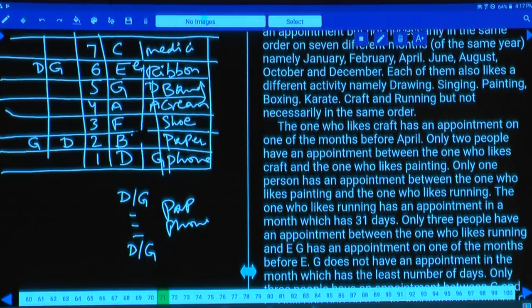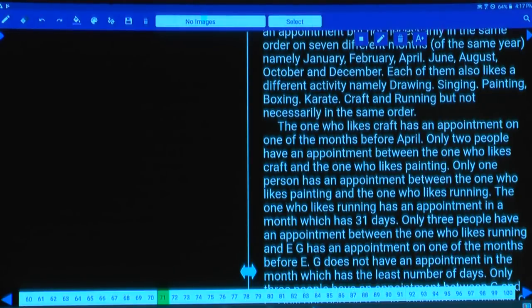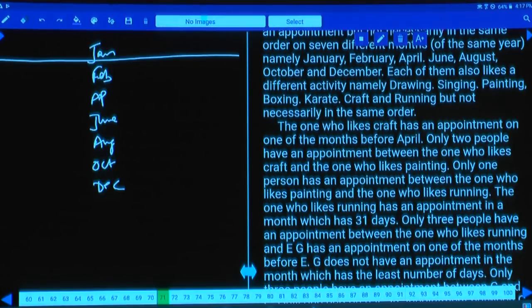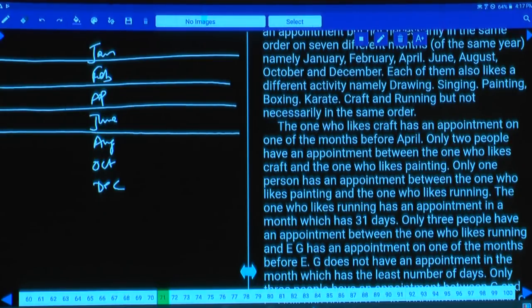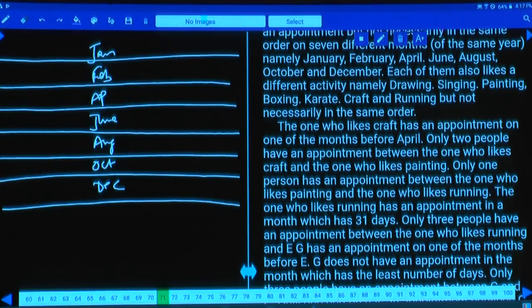Now tell me what are the months given here? Jan, Feb, April, June, August, October and December. Now among these 7 months, if you observe here, there are 5 months with 31 days: Jan, August, October and December, 4 months with 31 days, and 1 lesser than 30, that is Feb, and the remaining 2 are 30 days, isn't it?